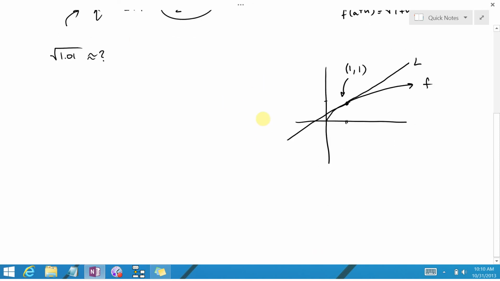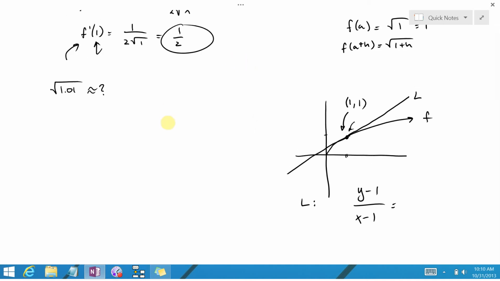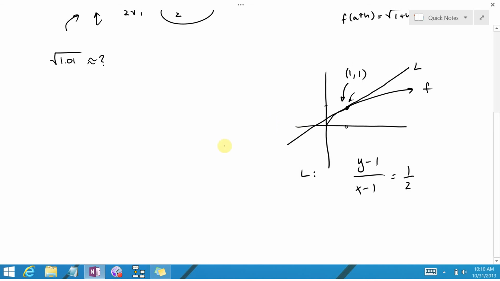So if we compute this linearization at 1, the line L is given by the formula y minus the y coordinate, which is 1, equals the slope at that point times x minus the x coordinate, which is 1. Well, that slope is what we calculated in part A. It was just a half. So if you solve for y in terms of x, it looks like a half x minus a half, just multiplied through, and then you add 1. Or in other words, y is equal to 1 half x plus 1 half. So this is the best linear approximation at this point.